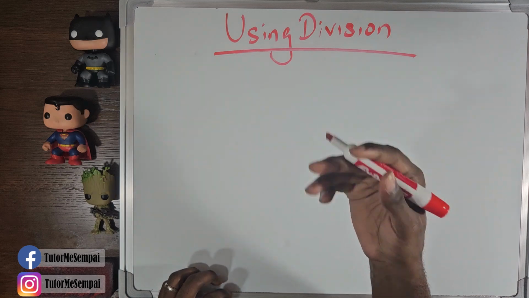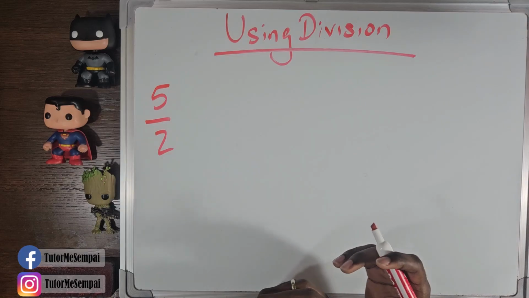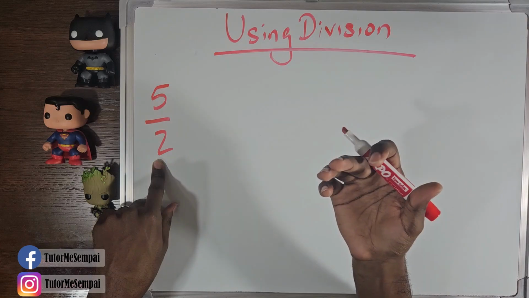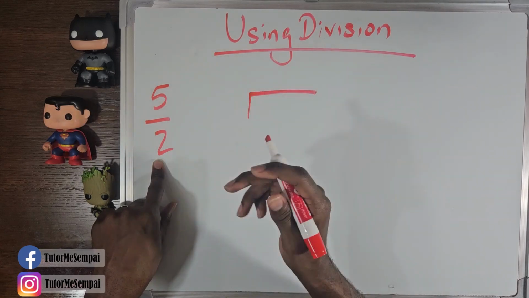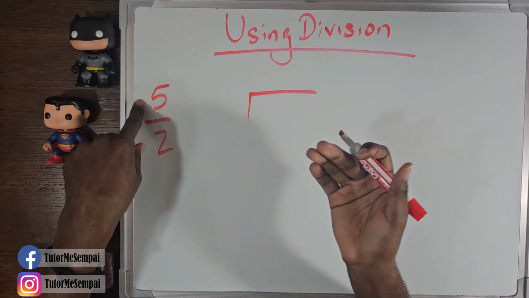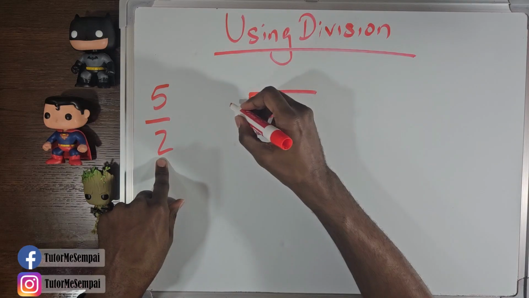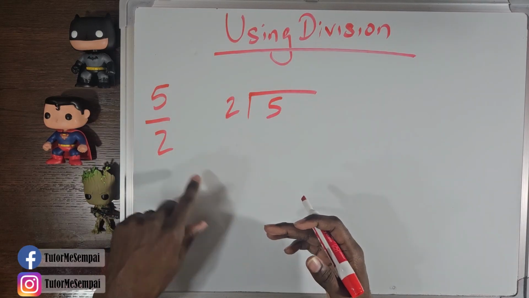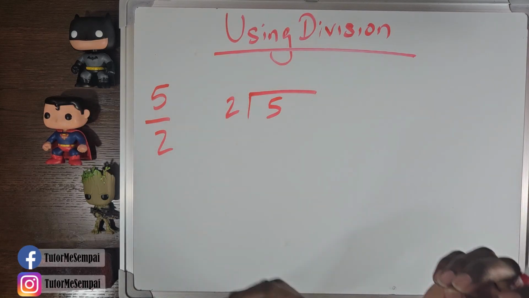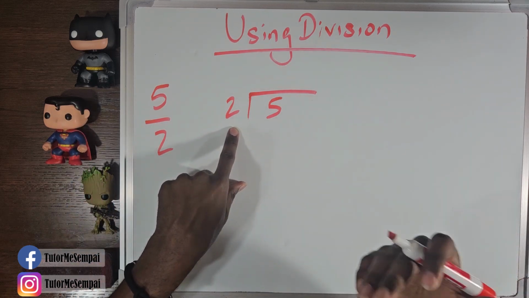So we're going to be using our division to convert this improper fraction, 5/2, into its mixed number form. And we're going to do that by first understanding that this fraction is really just saying your numerator divided by your denominator. So your numerator goes inside and your denominator goes outside. And if you do this long division, once again, with your remainders, you should be able to find your mixed number form of any of these improper fractions. So let's do this division.